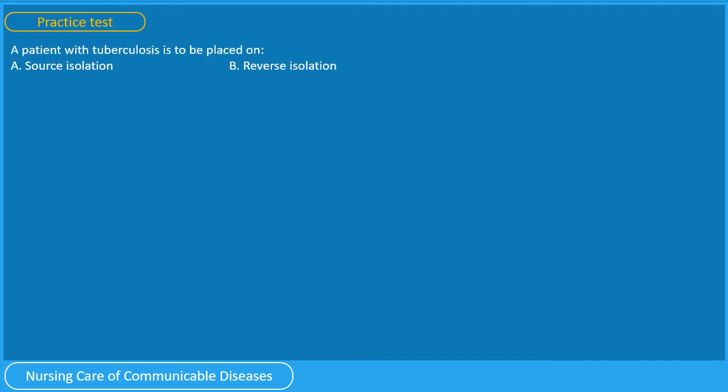A patient with tuberculosis is to be placed on A, source isolation, B, reverse isolation. You have 5 seconds. If you answered A, source isolation, you are correct. In the above, the patient should be placed in a room with A, negative pressure, B, positive pressure. You have 5 seconds. The answer is A, negative pressure.